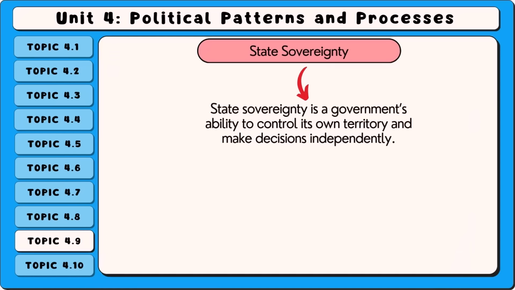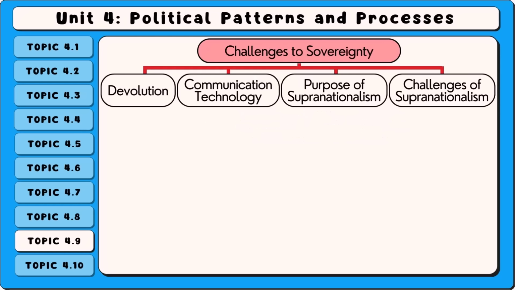State sovereignty is a government's ability to control its own territory and make decisions independently. In this lesson, we will examine challenges to state sovereignty in today's world. The 3 challenges you need to know about for AP Human Geography are devolution, communication technologies, and supranationalism, which we'll break down into 2 parts: purpose and challenges.